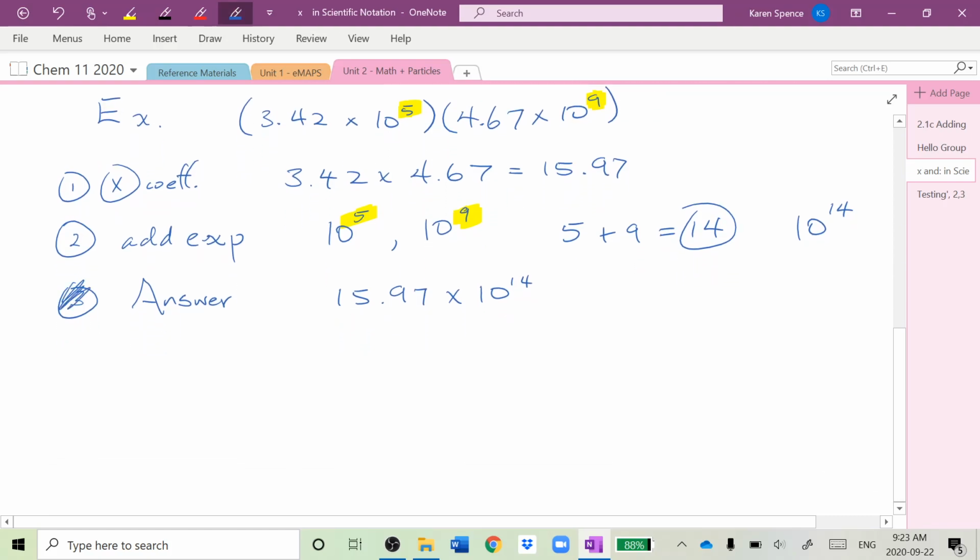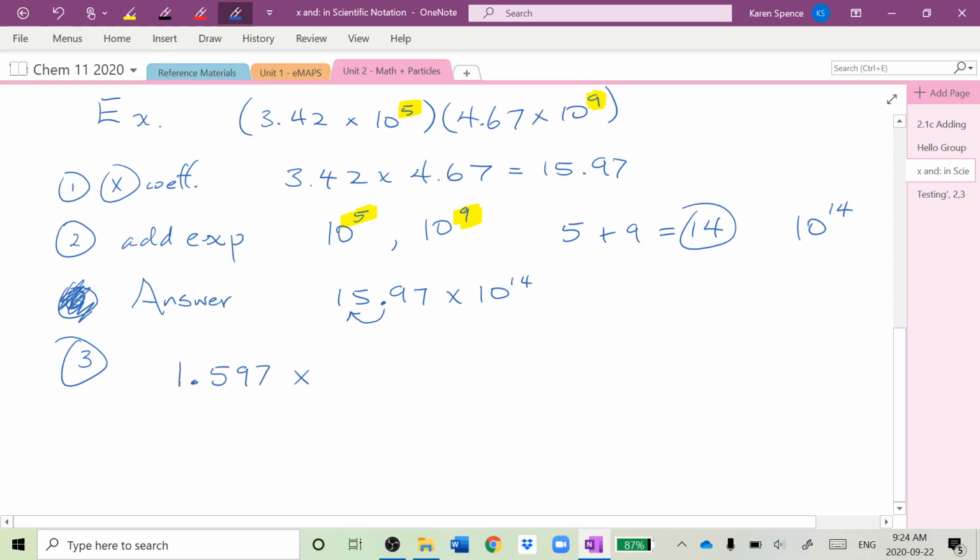Whoops. That wasn't step 3, although that would be step 3. You're going to put your answer in correct scientific notation. Is this number in correct scientific notation? Hopefully you said no. You need to have a single non-zero digit in front of the decimal. So you look at this and you say, uh-oh, I have 2 digits, so I need to move my decimal place one position to the left.